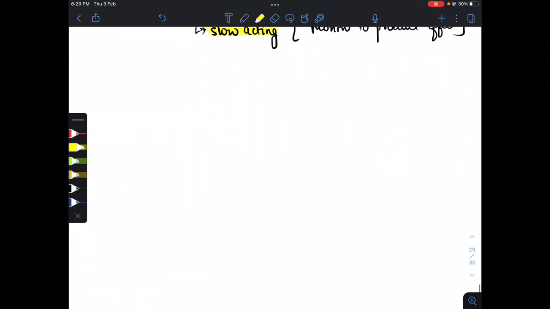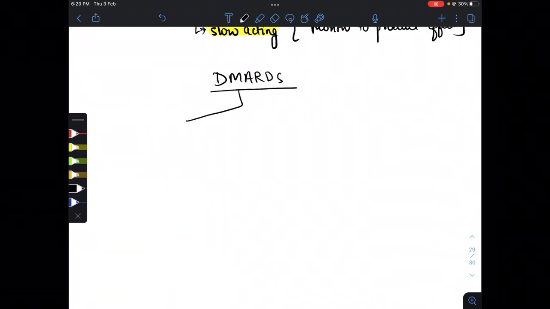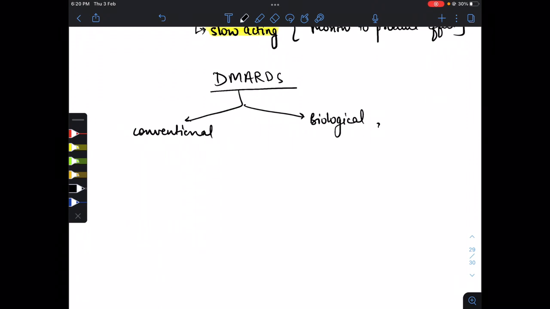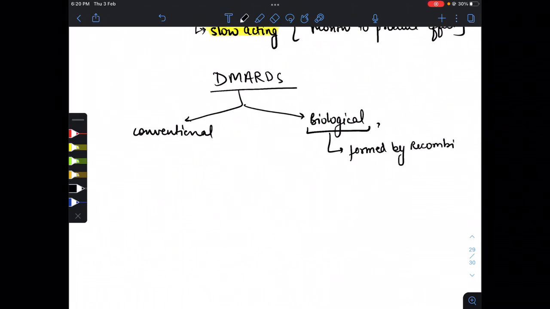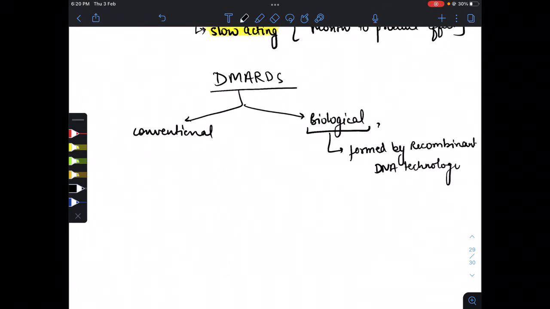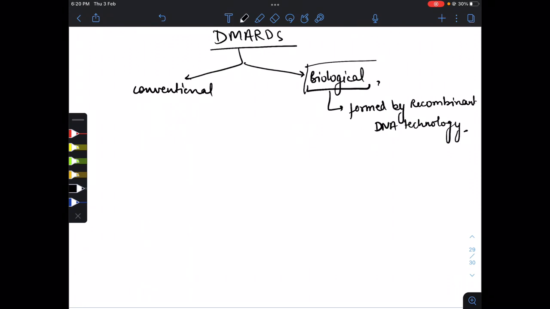So how are the DMARDs classified? DMARDs are classified into two types, the conventional form and the biological form. Biological DMARDs are formed by recombinant DNA technology. In a few minutes, we will talk about the biological DMARDs. Now I am going to tell you about the conventional DMARDs.